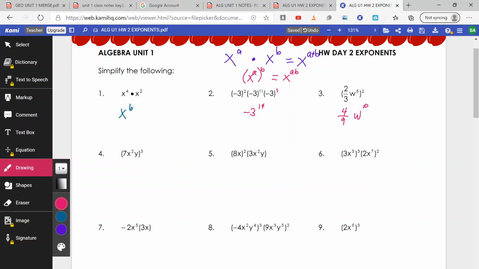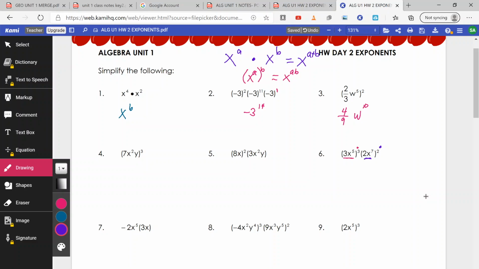If I have two separate sets of parentheses here, each being raised to a separate power, I have to do each individual parenthesis first and then do another step if I have to. So 3x to the fifth cubed times 2x to the seventh squared. So in this case, I am raising 3x to the fifth to the third power, and I am raising 2x to the seventh to the second power here.